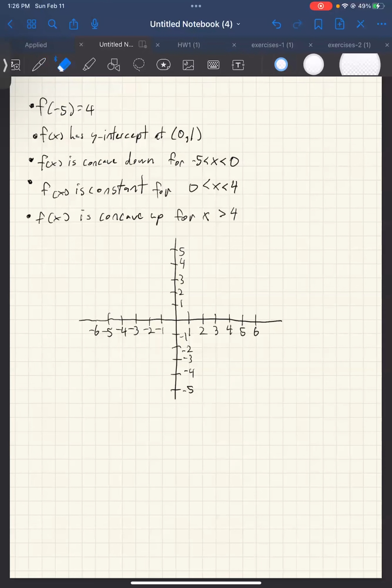Hello. I wanted to do some review over how we can draw graphs based on information like what we have here. So what I've actually done is just copied down the problem from page 52. I'm sorry, 51 in our workbook. This was problem B on 51 in our workbook.